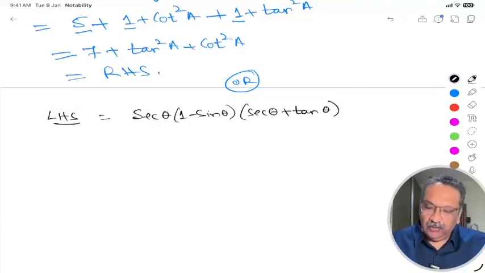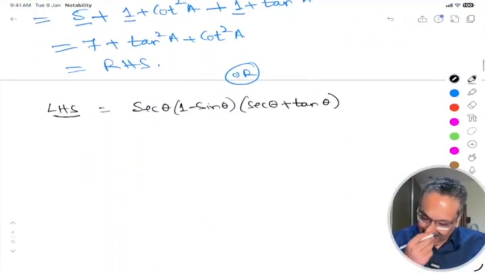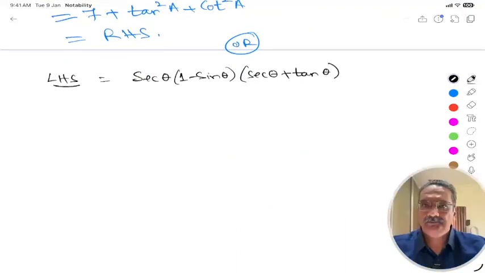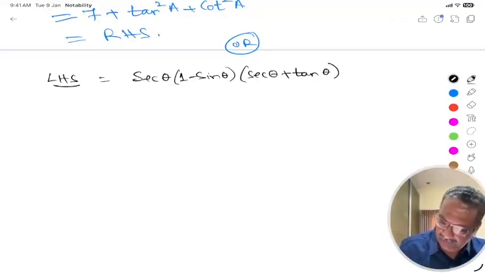This we have to prove it to be 1. Alright, so okay, let us multiply the first and the second term here.